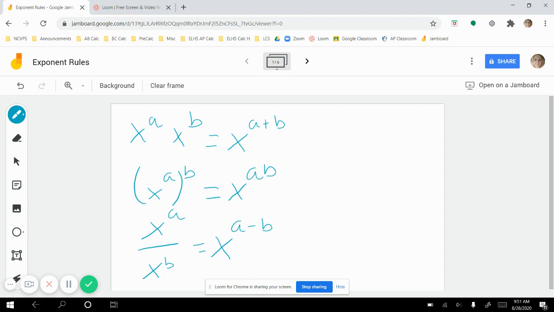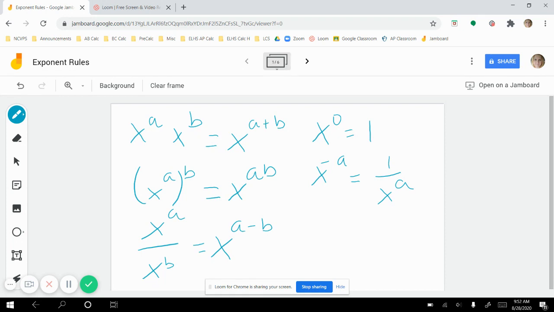Just a couple terminology things. If we have an exponent of 0, anything to the 0 power is 1. We also do not like negative exponents, so if we have x to the negative a power, we want to move that down. That would be equivalent to 1 over x to the a. So if we have a negative exponent, we always want to get rid of that. It's kind of a mathematical no-no. We want to move it either up or down depending on where it is in a fraction.